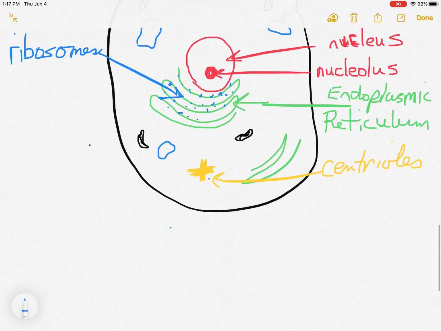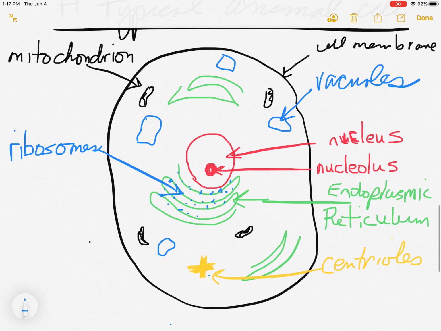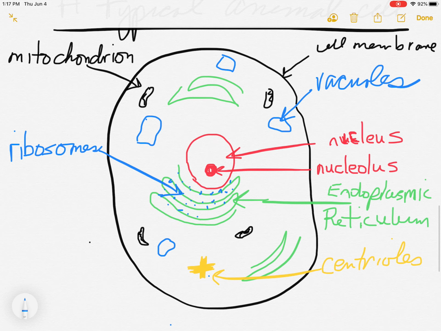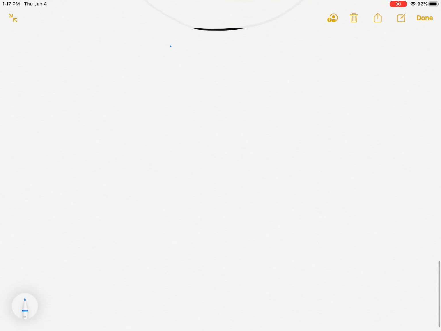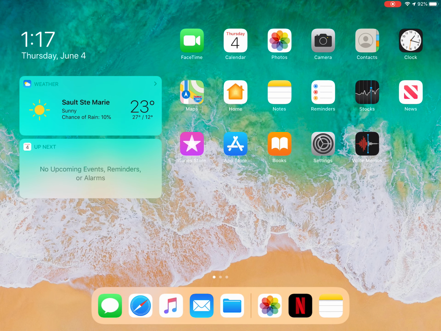Okay, so here's our cell, typical animal cell. Now the problem is that when we say typical, there's very few animal cells that actually look exactly like this. Typical just means this is sort of a general picture, a mishmash of all the different cells put together so we can label it. But the truth is that cells take on many different shapes and sizes.